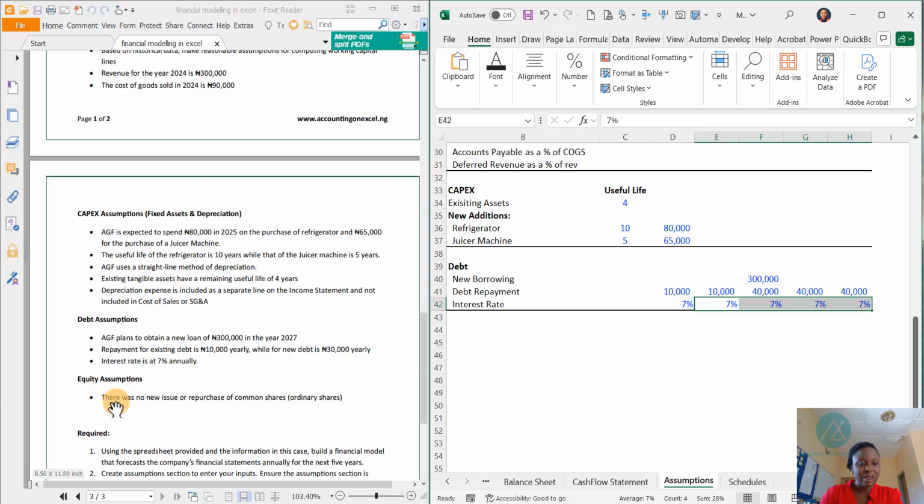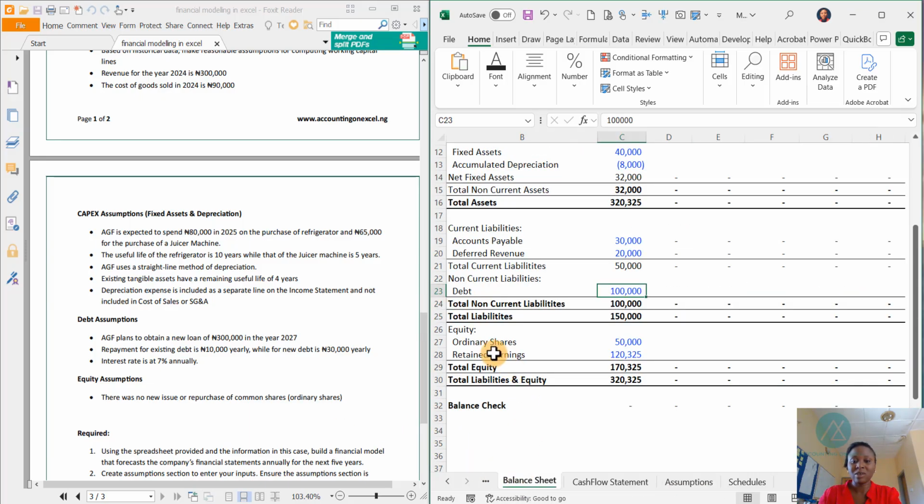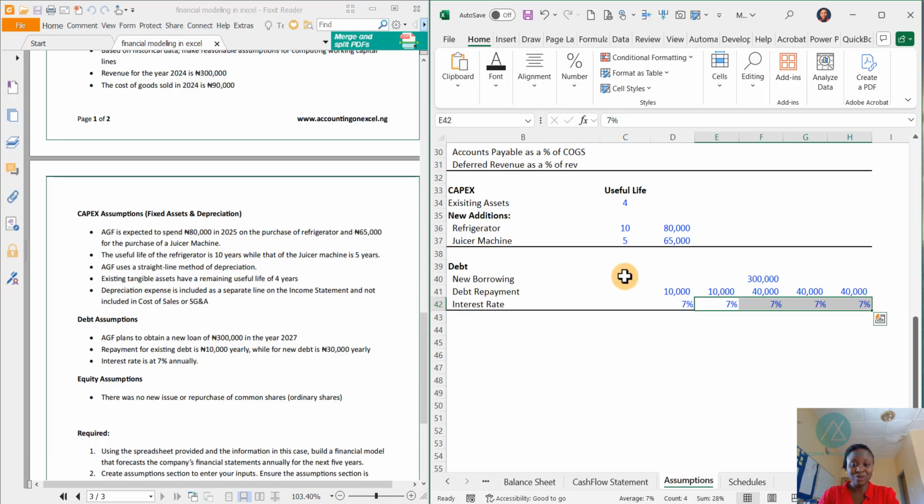So it says equity. There was no new issue or repurchase of common shares. That's ordinary shares. So there was no new issue, there was no repurchase. So meaning that what we have on the balance sheet as equity, ordinary shares, remains the same all through the 5 years period we are forecasting. So there was no new issue. There's not going to be any repurchase. So what we have issued in 2024 is the same thing. So keep carrying the balance forward. Right. So I believe we've captured all the assumptions required.